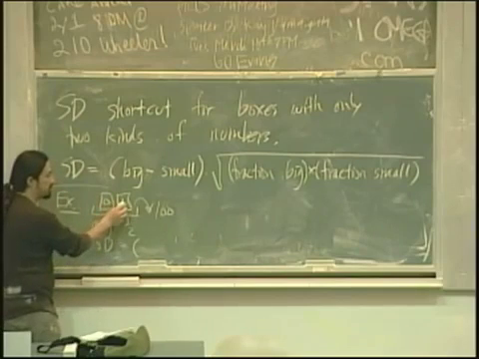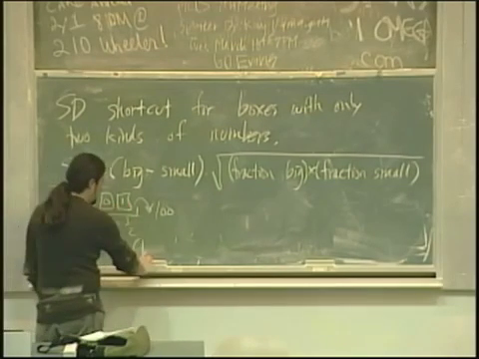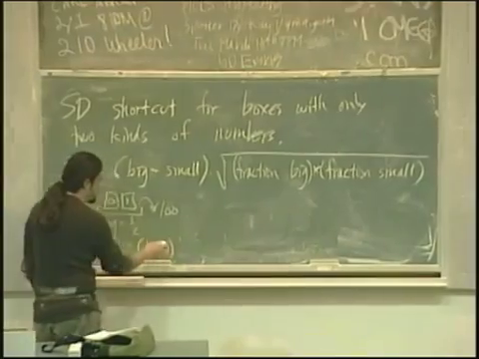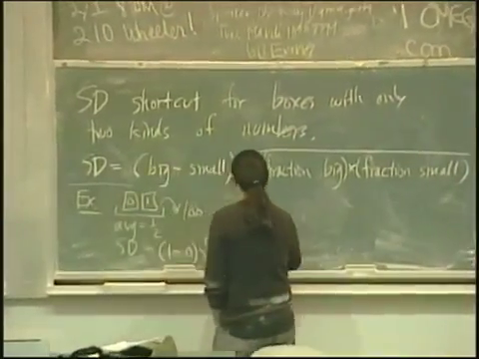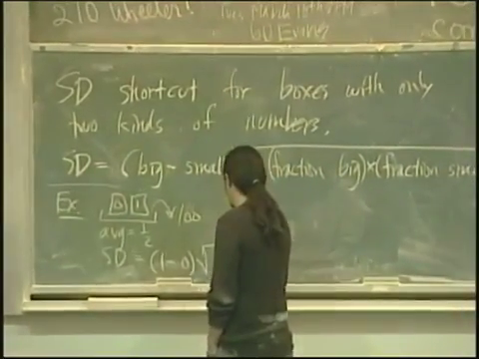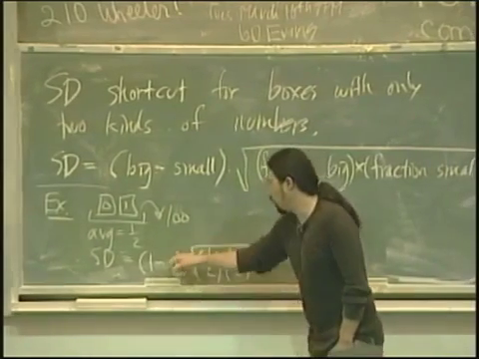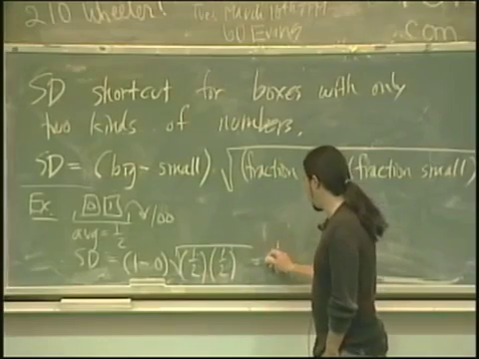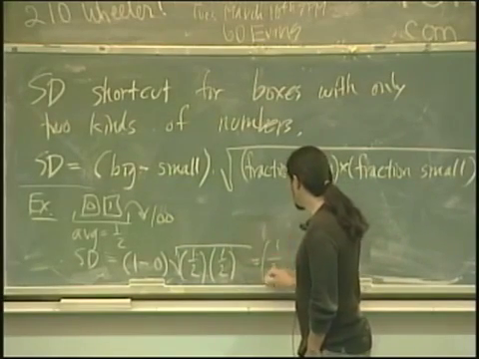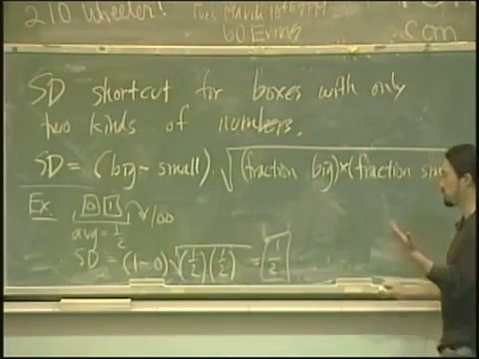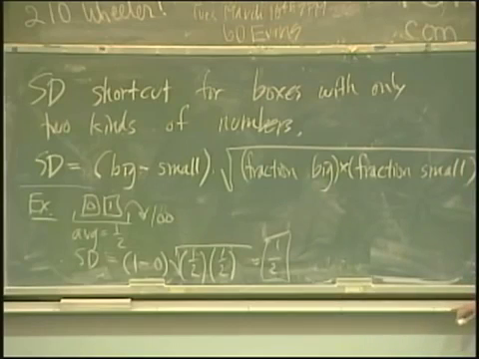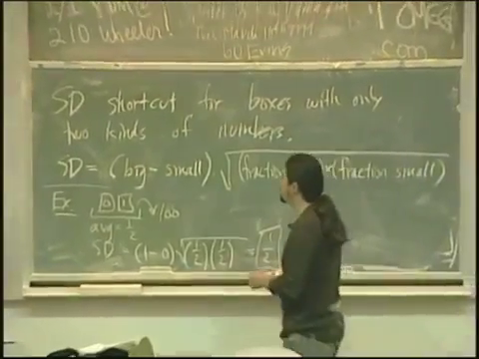2 kinds of numbers. The 1 is the big one. The 0 is the small one. So we go 1 minus 0 out in front. And then multiply by the square root of fraction big. Half of them are 1s, and half of them are 0s. So 1 times square root of a half is a half. OK, so that makes life just a little bit faster than using either summation formula or RMS of the deviations from average. OK? Questions on that?